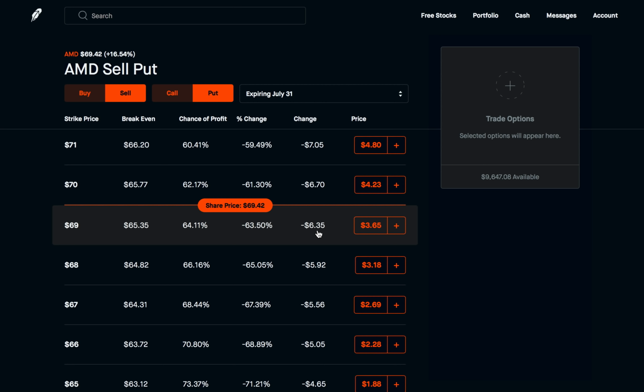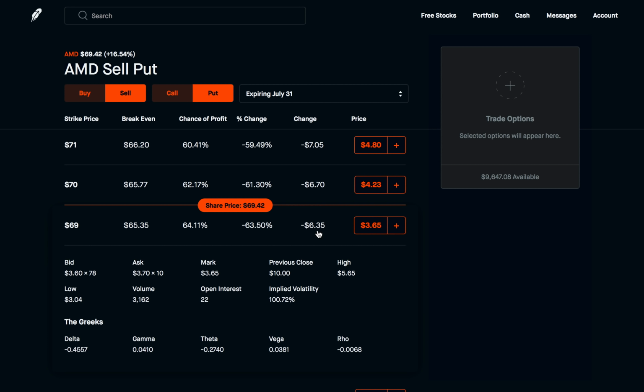Now, a couple of things to talk about here. Okay, firstly, in order to even sell this put, you need to have in your account on Robinhood whatever the strike price is times 100. So if I wanted to sell this put, I'd have to have 69 times 100, which is $6,900 in Robinhood. Because when you sell this put, Robinhood's going to take that $6,900 as collateral in case you are forced to buy the 100 shares at $69 a share.